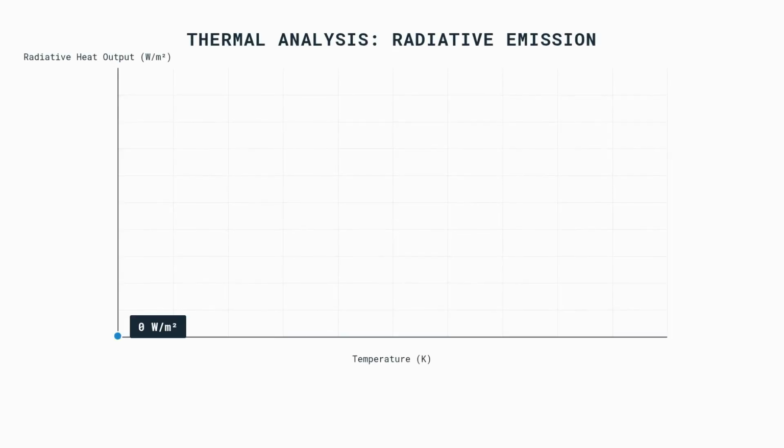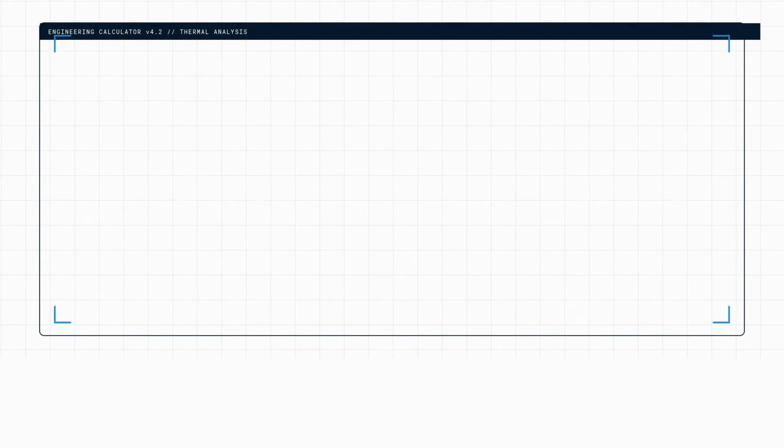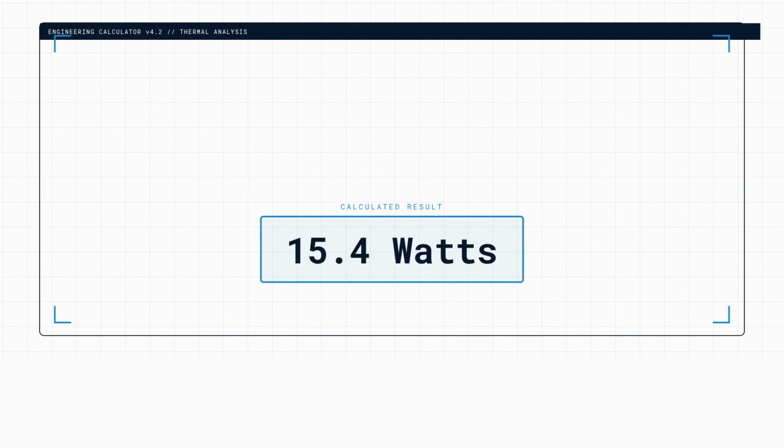Radiative heat transfer follows a fourth power relationship with temperature. That means small increases in surface temperature create dramatically larger heat output. The formula multiplies the Stefan-Boltzmann constant by your emissivity, your surface area, and the difference between the surface temperature raised to the fourth power and the ambient temperature raised to the fourth power. Sounds complicated, but the calculator does all of that instantly.